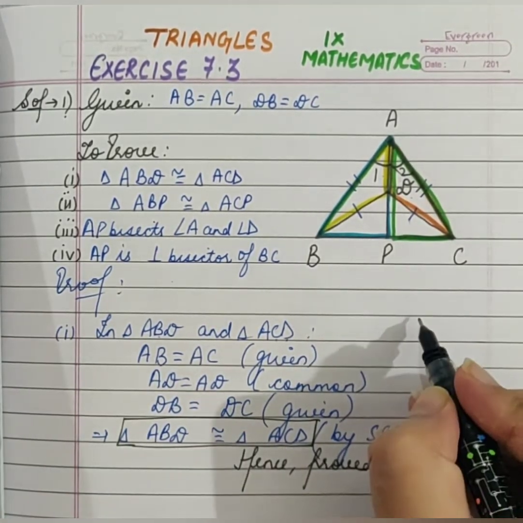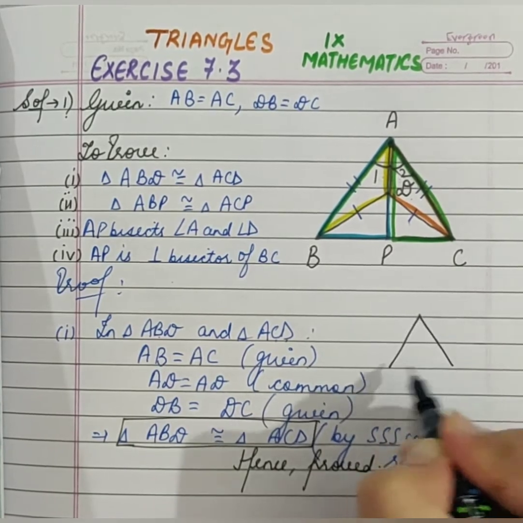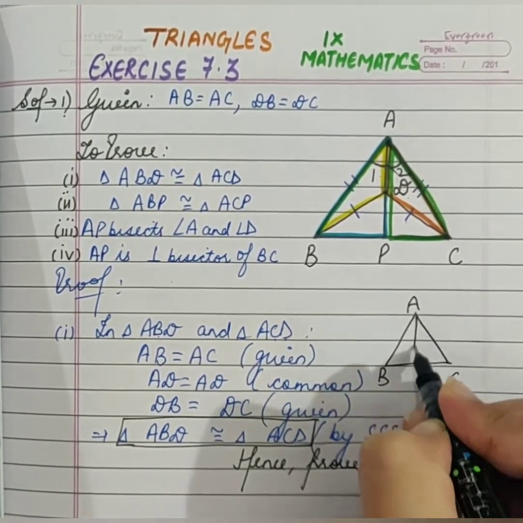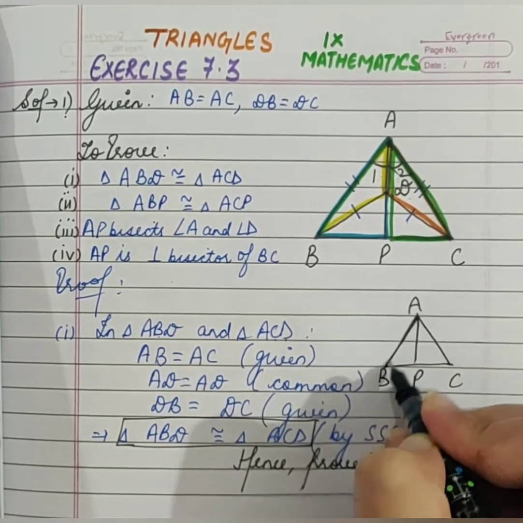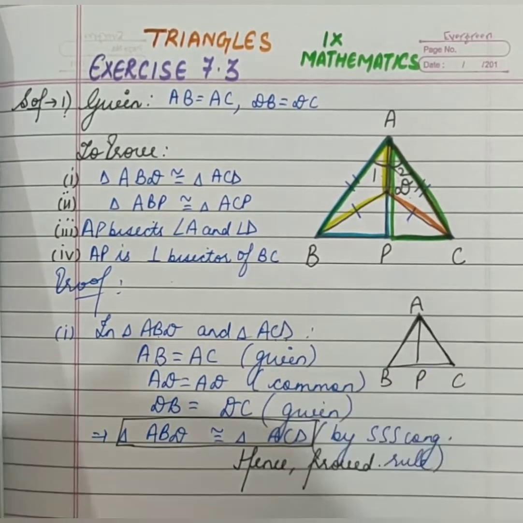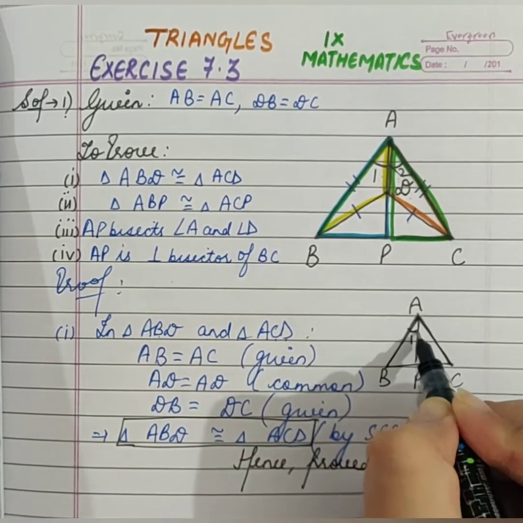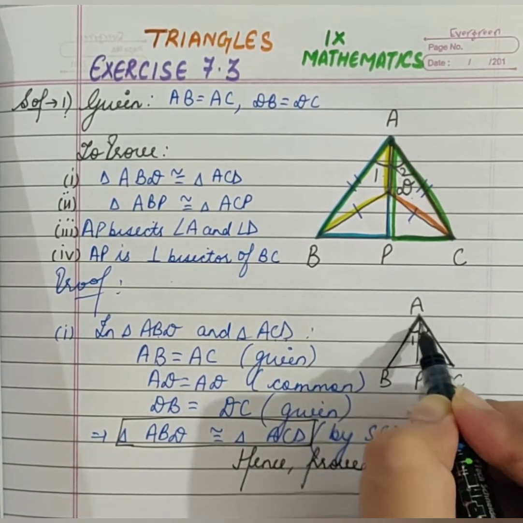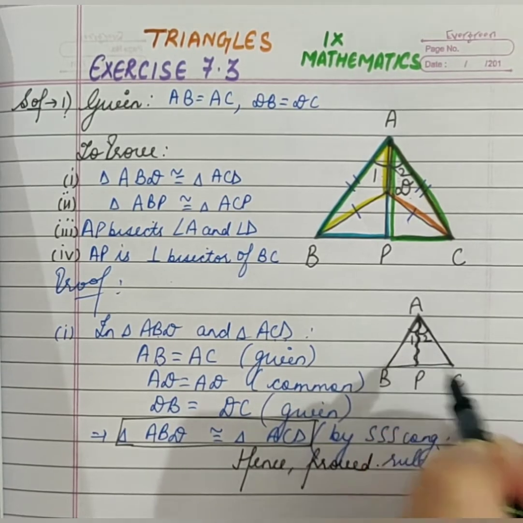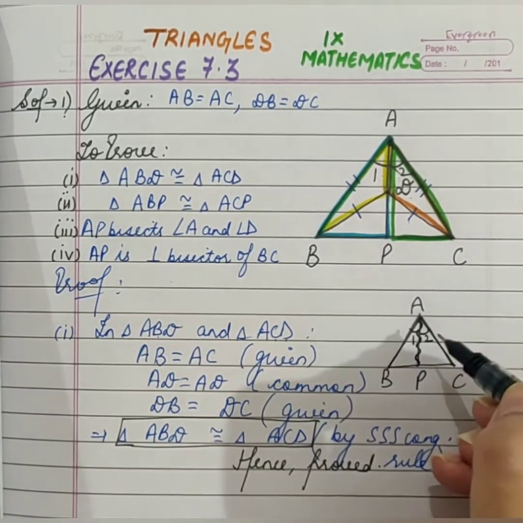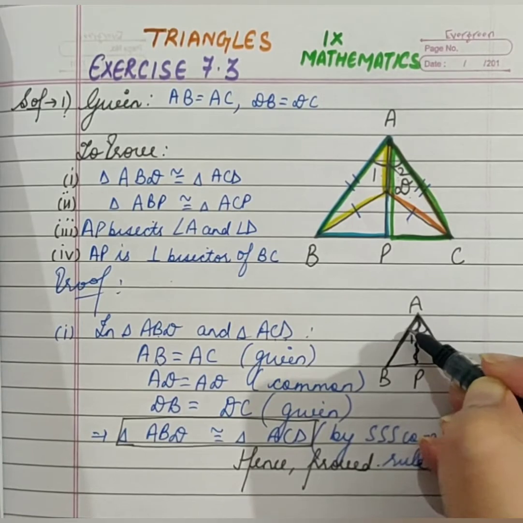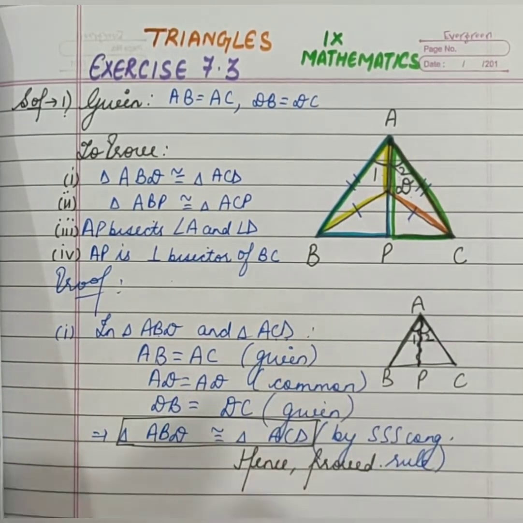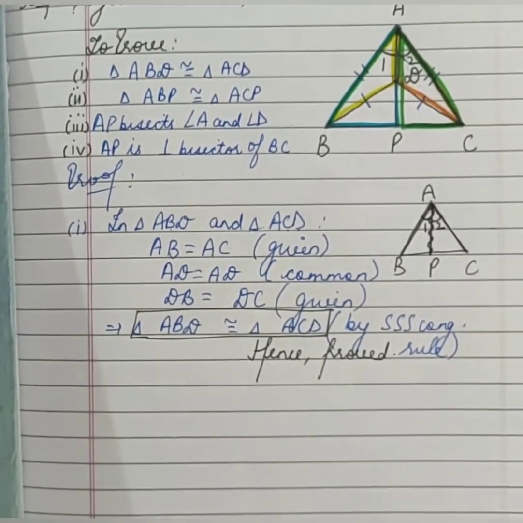I'll draw them separately for clarification. A, B, C, and this is P. See, AB is equal to AC. It's given. This angle 1 is equal to angle 2. Why? This is by CPCT of first part, and this AP is common in both the triangles. So by side angle side congruence, we can say the two triangles are congruent. Let's start writing its proof.